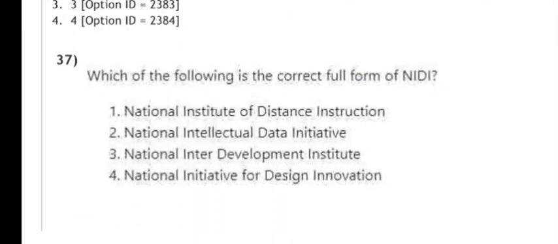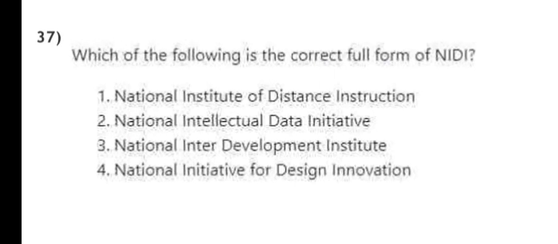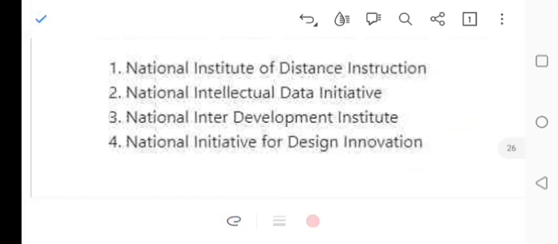Next, which of the following is the correct full form of NIDI? NIDI. 1, 2, 3, 4. National Institute of Distance Instruction, National Intellectual Data Initiative, National Interdevelopment Institute, National Initiative for Design Innovation. So it will be National Initiative for Design Innovation.